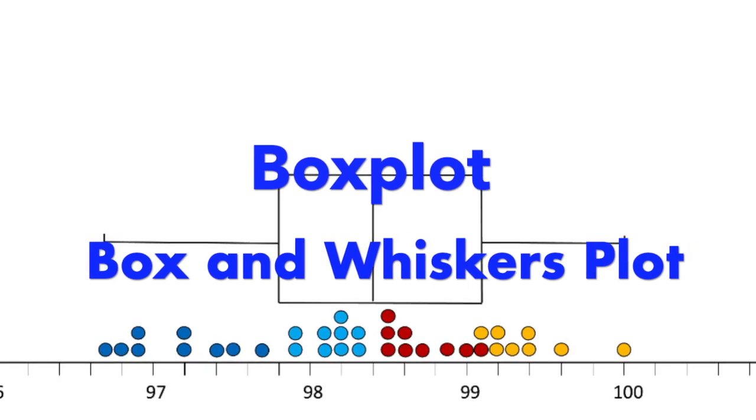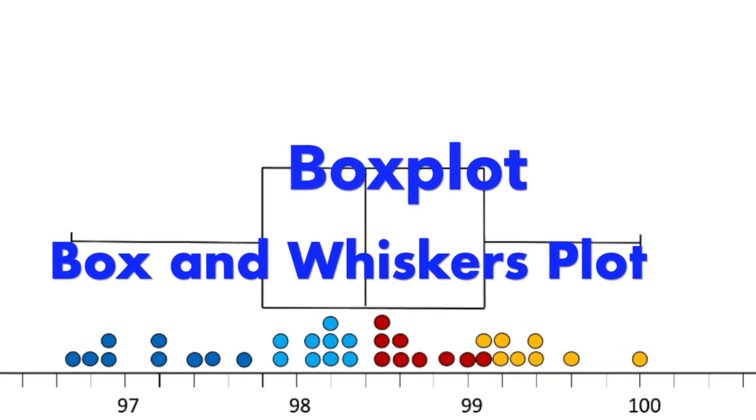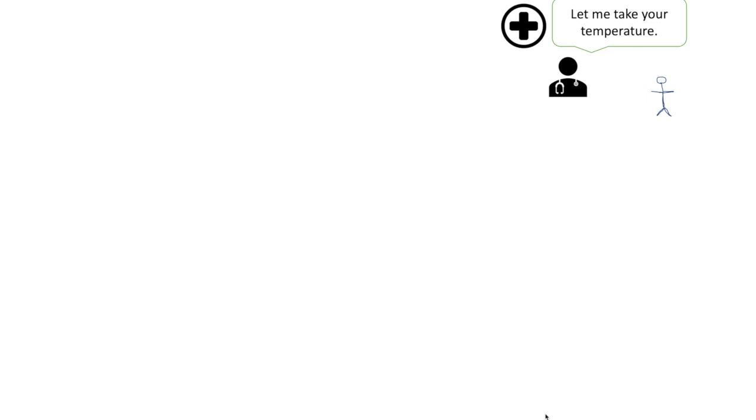Today we're going to talk about how to create a box plot or a box and whiskers plot. Let's do that with an example. Let's suppose there's a person that comes to the hospital and the nurse at the check-in says, "Let me take your temperature." And the temperature is 98.3.